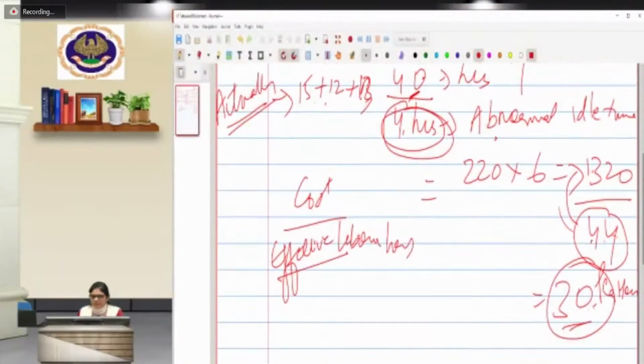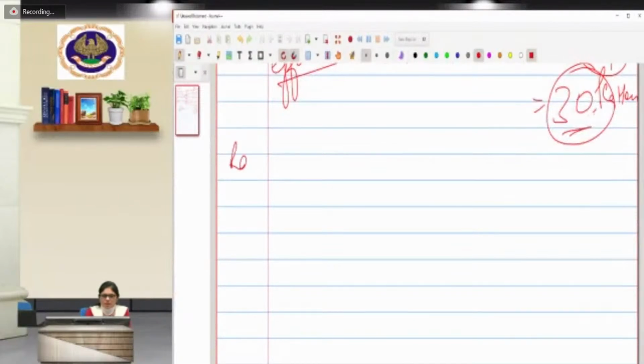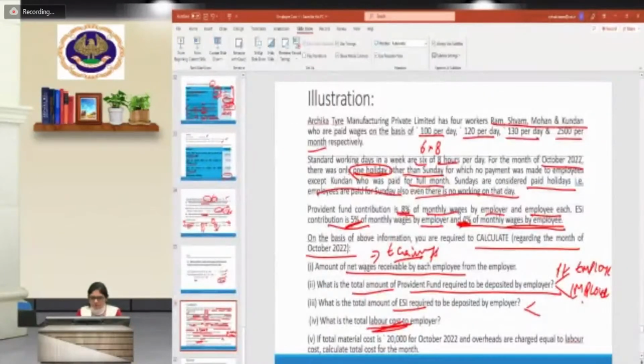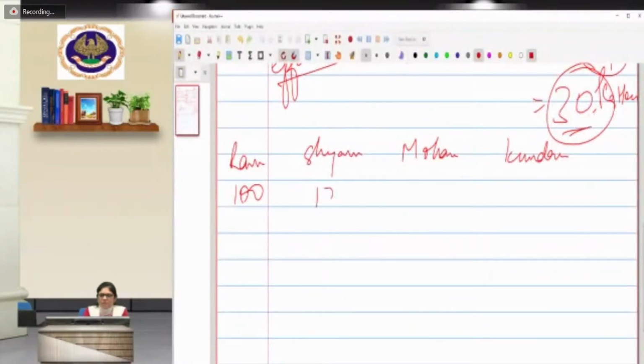So you have to do it like this. Ram, Shyam, Mohan and Kundan. All right. So let me see what is the rate. 100, 120, 130 and 2,500 per month. It's per day. Okay. It's per day. Clear?